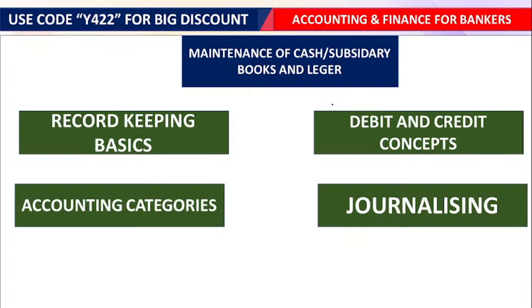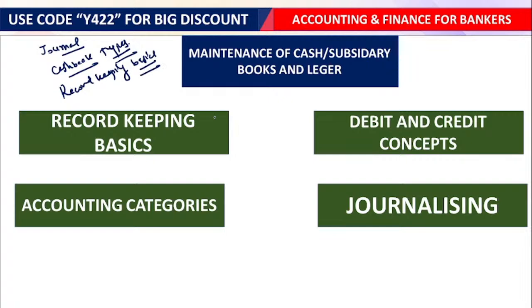In this chapter, you are just going to understand what a general journal is, how we make the journals, what a cash book is and what its different types are. Then record keeping basics, that is actually written here. You have to understand what recording and summarizing are, so that all comes under the record keeping basics.